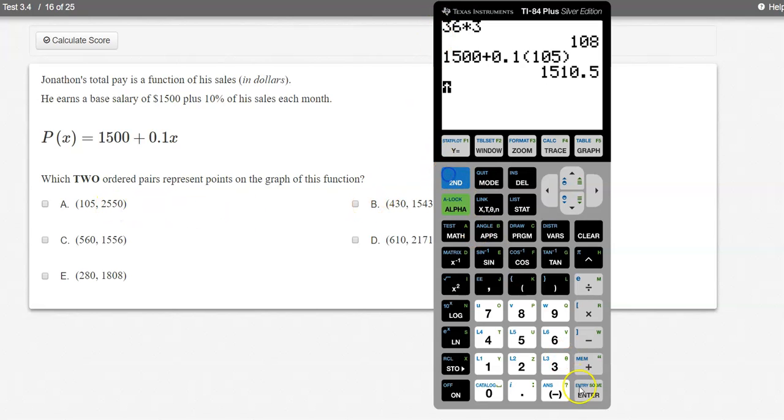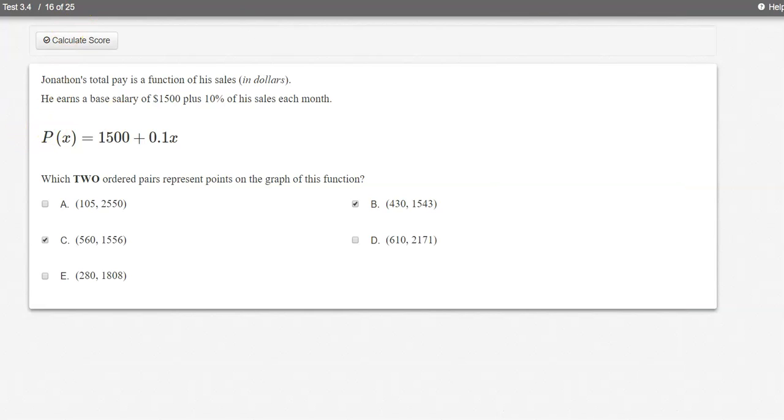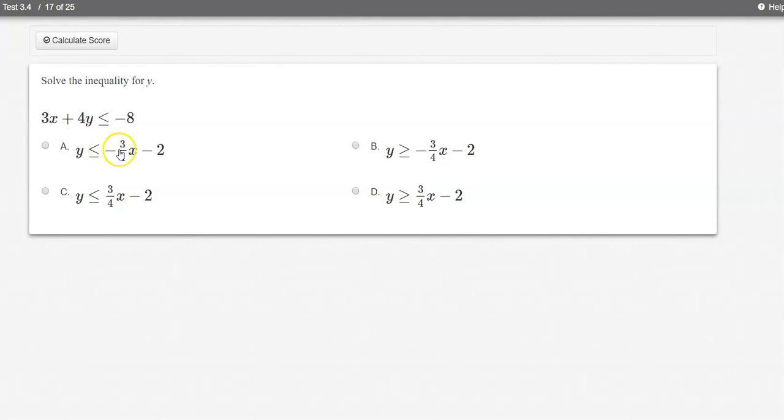If you type second enter, you can change that 105 to 430. And that one works, so choose B. And then second enter, let's change this one to 560. And that one works. So the other 2 don't work. It does say 2, and that's the way it is on the state test. If you have 5 answer choices, 2 of those answer choices are correct. Let's move on to the next one. Solve the inequality for y.